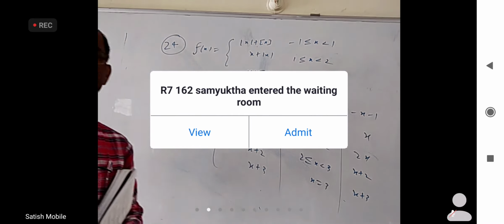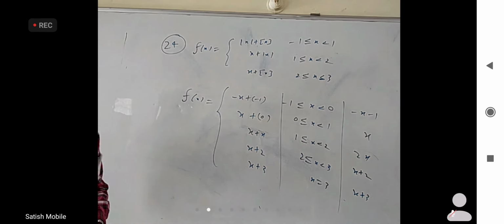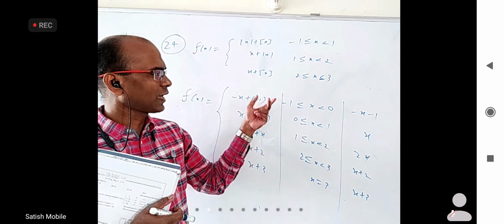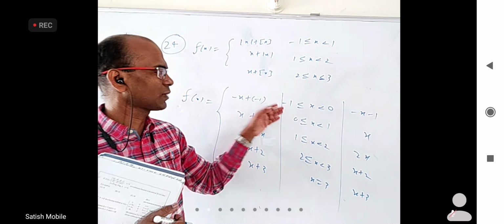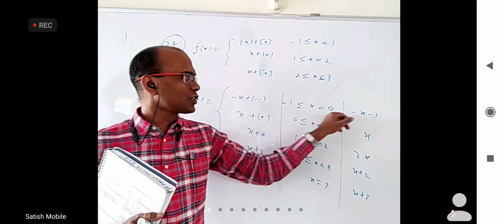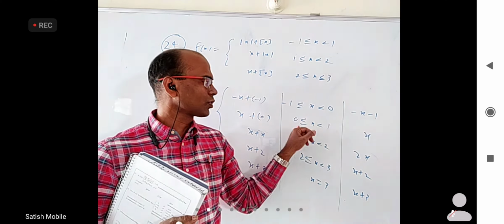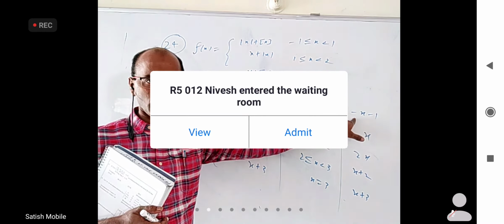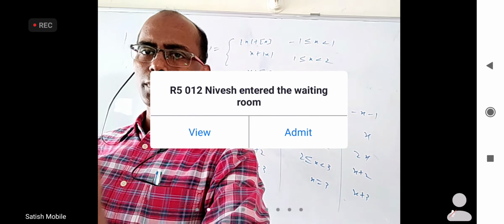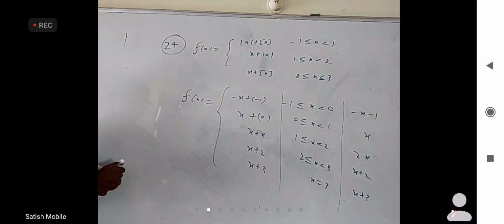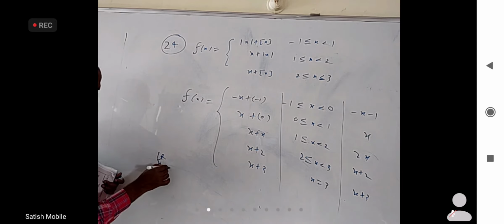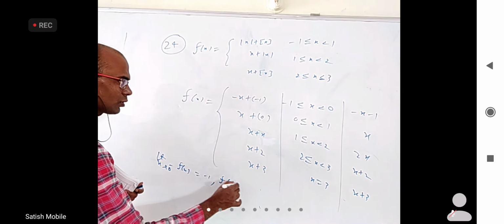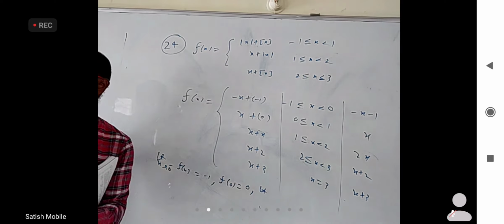Okay, how to check continuity? At 0, I have to check continuity. At minus 1, it is continuous, not a problem, because at minus 1 the definition is not changing, just after minus 1 it is the same thing. But at 0, according to this the answer is minus 1, but according to this the answer is 0. At 0, the function value is 0, the left limit is minus 1, and the right limit is 0. So left limit and right limit are not equal. So I can write that limit x tends to 0 minus f of x is minus 1, f of 0 is 0.